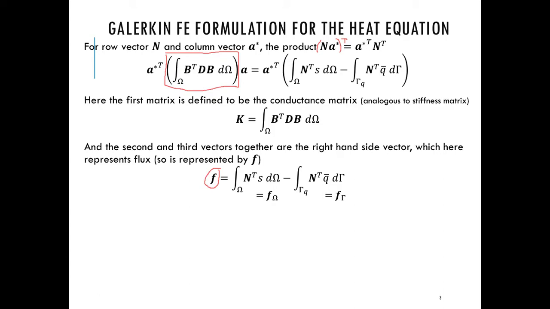Recall again from our 1D examples that we have not yet included point fluxes, which may also be possible. Let's say that in some problem, just at one point of the body, we're introducing some sort of heat somehow, or some nuclear reaction is happening at just one particular point and it's producing some heat, and so on and so forth.